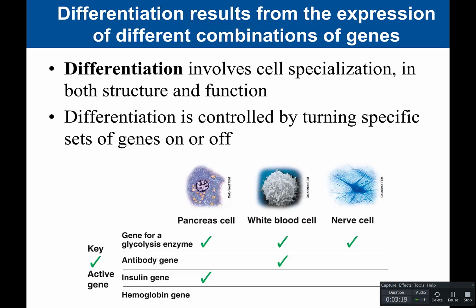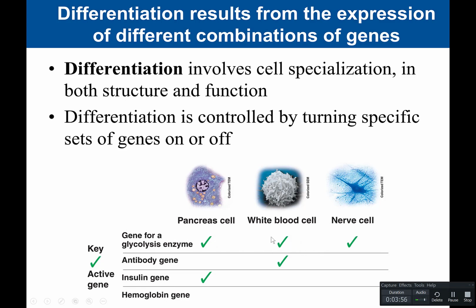So when cells become specialized, we refer to that as differentiation. When we say that a cell differentiates, it means that it becomes specialized in both structure and function. Differentiation is controlled by turning specific sets of genes on or off, meaning, again, which genes are being expressed in those cells. So if we compare a cell in the pancreas to a white blood cell to a nerve cell, these are 3 cell types. These are the different types of genes.